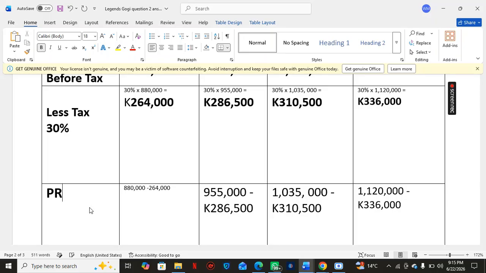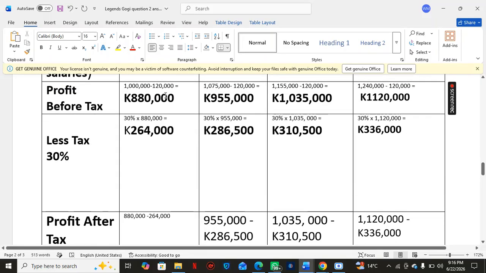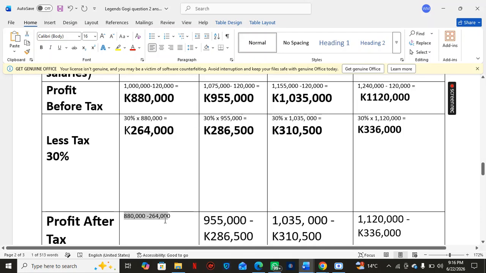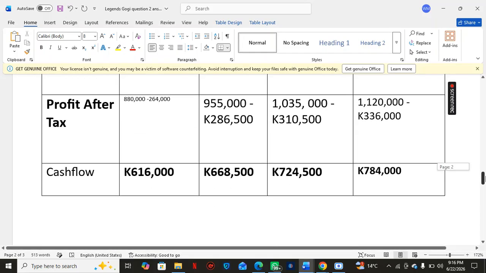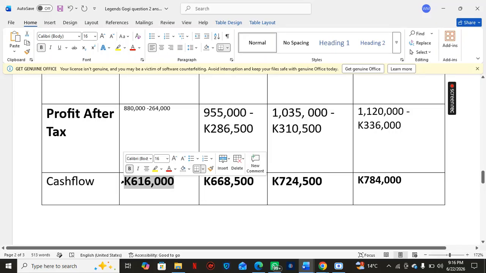Once we've got our taxes, we get our profit after tax. Profit after tax is your profit before tax minus the tax. So 880,000 minus 264,000 is 616,000.